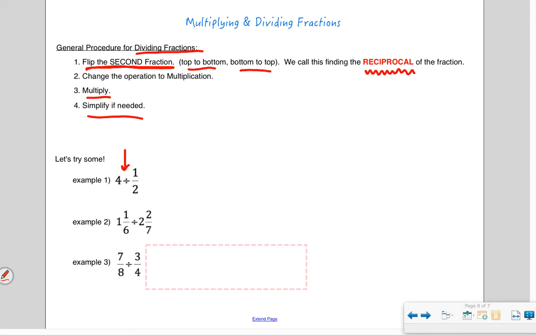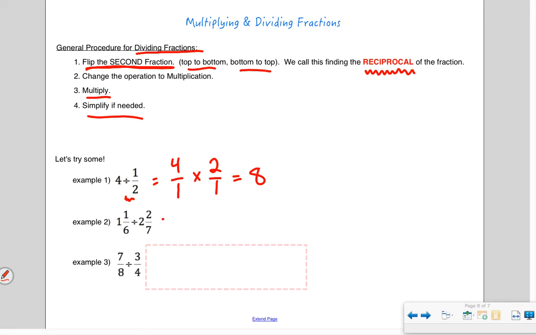So again, I'm going to walk you through the first two problems. You can just watch because the last one you're going to do on your own. And this isn't too hard. 4 divided by a half is the same as 4 times 2 over 1. We can make the number 4 look like a fraction by making it 4 over 1. And now we have 8. 8 over 1, right?